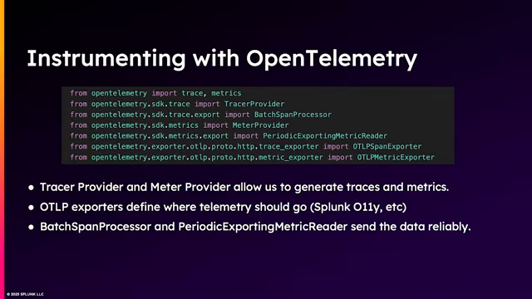Now, instrumenting with OpenTelemetry. The tracer provider and metric provider allow us to generate the traces and metrics, while configuring OTLP exporters tells us where the data should go. The batch span processor and periodic exporting metric reader send the data reliably.